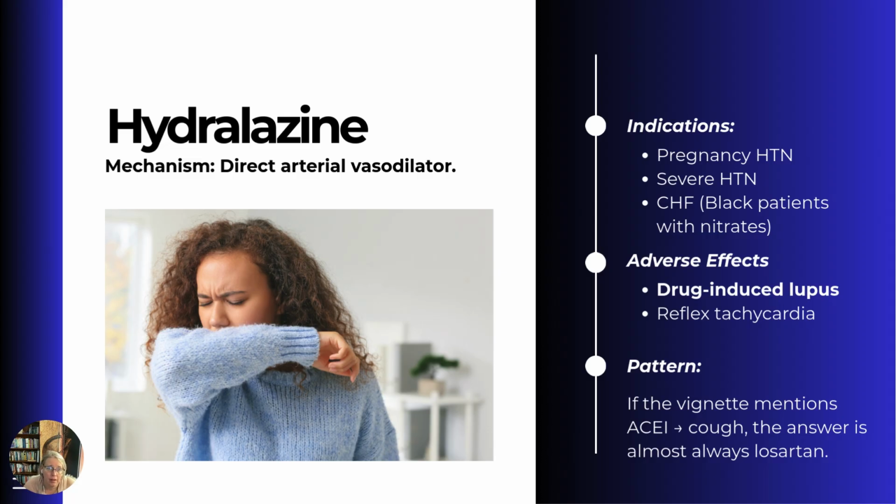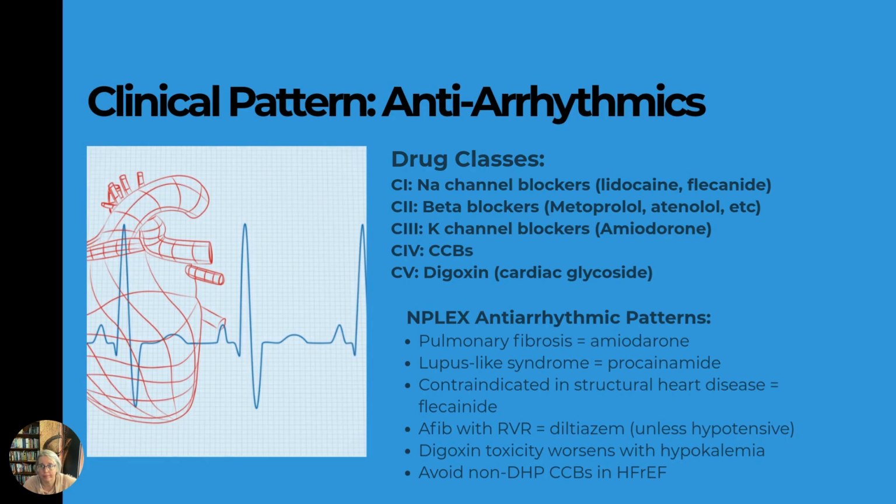So these guys are not used as much, and they're a direct vasodilator. If the ACE inhibitor didn't work and they went to a cough, they're going to go losartan, not this guy. Okay, but the main thing is this one can have drug-induced lupus-looking symptoms and reflex tachycardia come up with it. So if any of that shows up on the test, then you want to make sure that you're thinking hydralazine. It is a little bit more extreme.